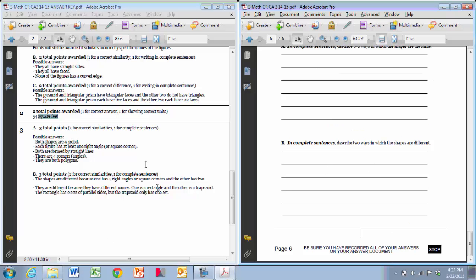They could say the rectangle has 4 right angles and the trapezoid only has 2 right angles. The rectangle has 2 sets of parallel lines and the trapezoid has 1 set of parallel lines. So if they write 2 differences, they get 1 point for each difference that they write, and then 1 additional point for writing in complete sentences.